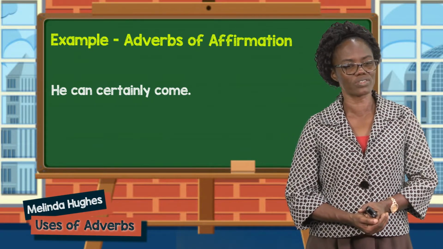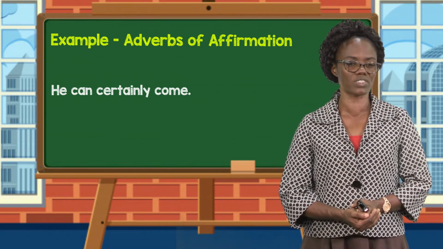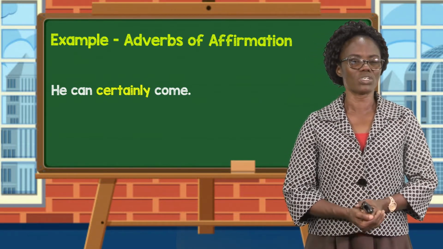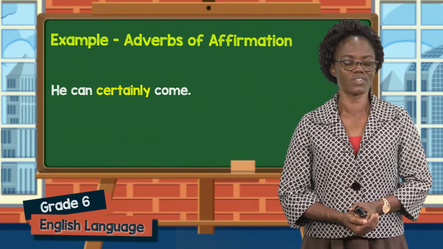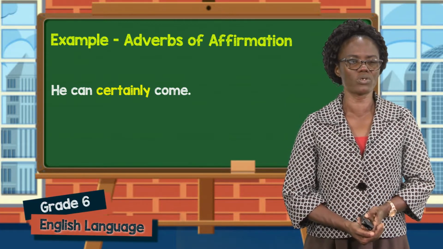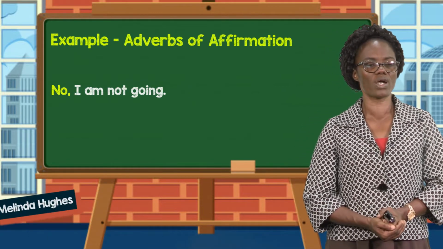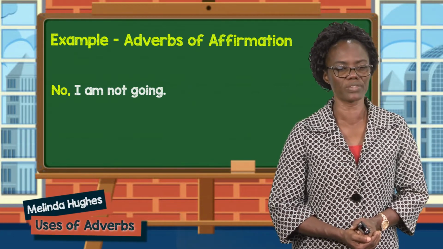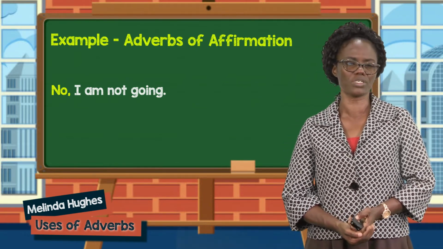He can certainly come. It's an affirmation. He can certainly come. The verb in that sentence there is can come, and so the affirmation word is certainly. That's an adverb of affirmation. And then there's another one. No, I am not going.